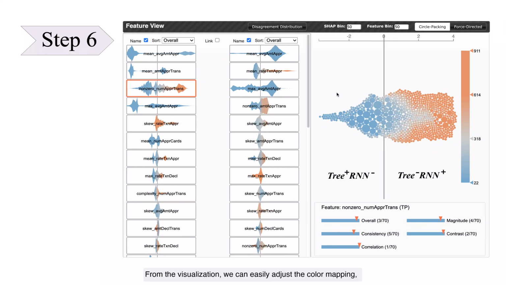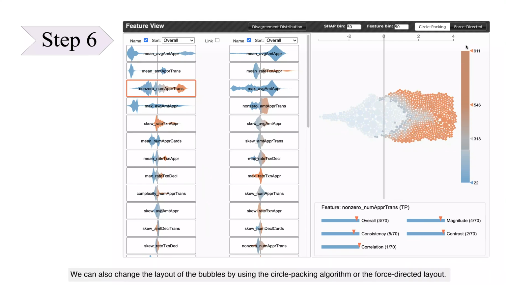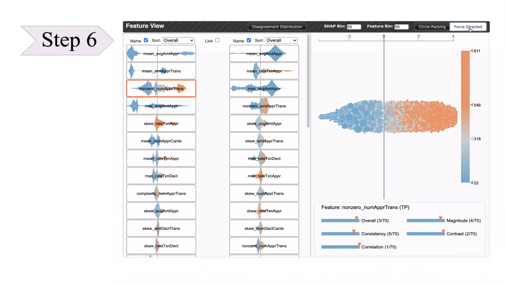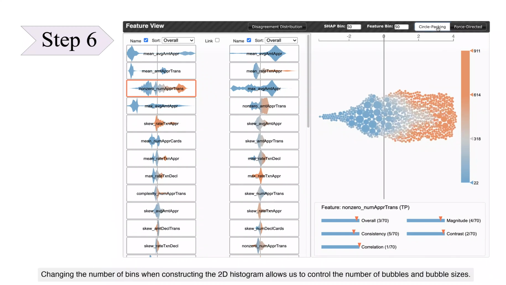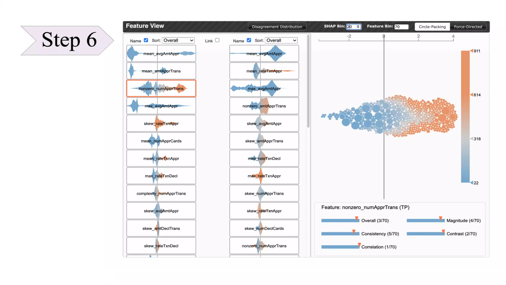From the visualization, we can easily adjust the color mapping. Select bubbles in different value ranges from the legend. We can also change the layout of the bubbles by using the circle packing algorithm or the force-directed layout. Changing the number of bins when constructing the 2D histogram allows us to control the number of bubbles and the bubble sizes.